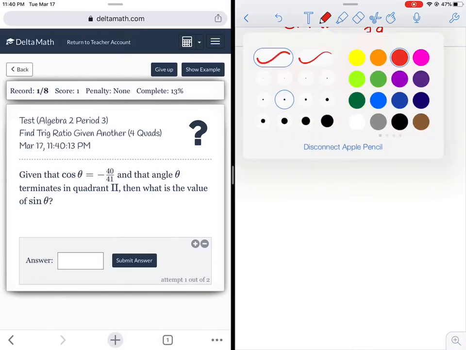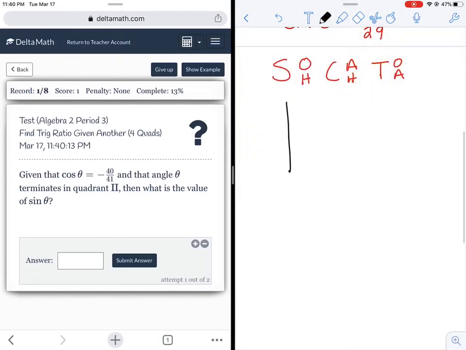And then I like to draw my angle. So here we go. This is in quadrant 2. Again, always drop it down to your x-axis, and your reference angle is inside here. So if I am given cosine, cosine is adjacent over hypotenuse. So if I have negative 40 over 41, this is my adjacent, and this is my hypotenuse. So that is their way of giving you clues to label this triangle.